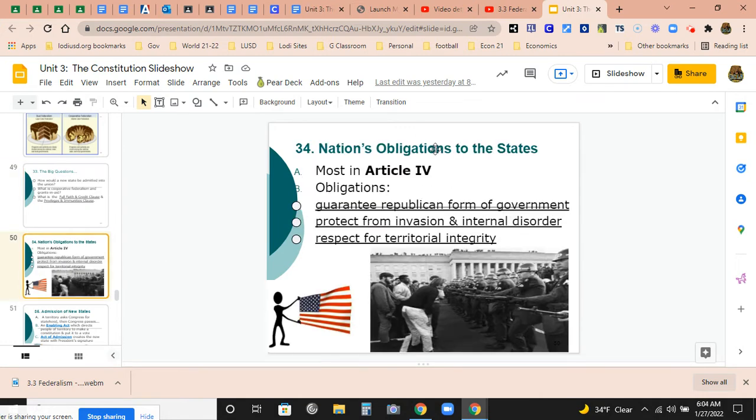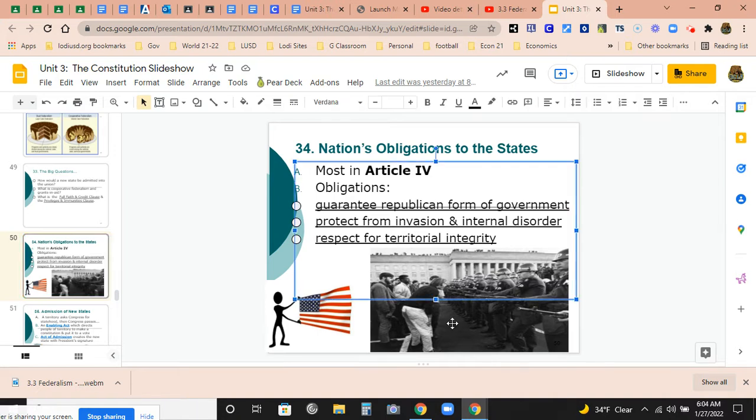Okay. Nation's obligations of the state. Most of these are spelled out in Article 4. The obligations guarantee a Republican form of government. That means you have representatives to vote for on your behalf in Congress. The Fed's supposed to protect you from invasion and internal disorder, so you can't have riots. The Fed's supposed to step in with the National Guard. This is definitely trying to resolve the Shays rebellion problem. And then respect for national integrity.